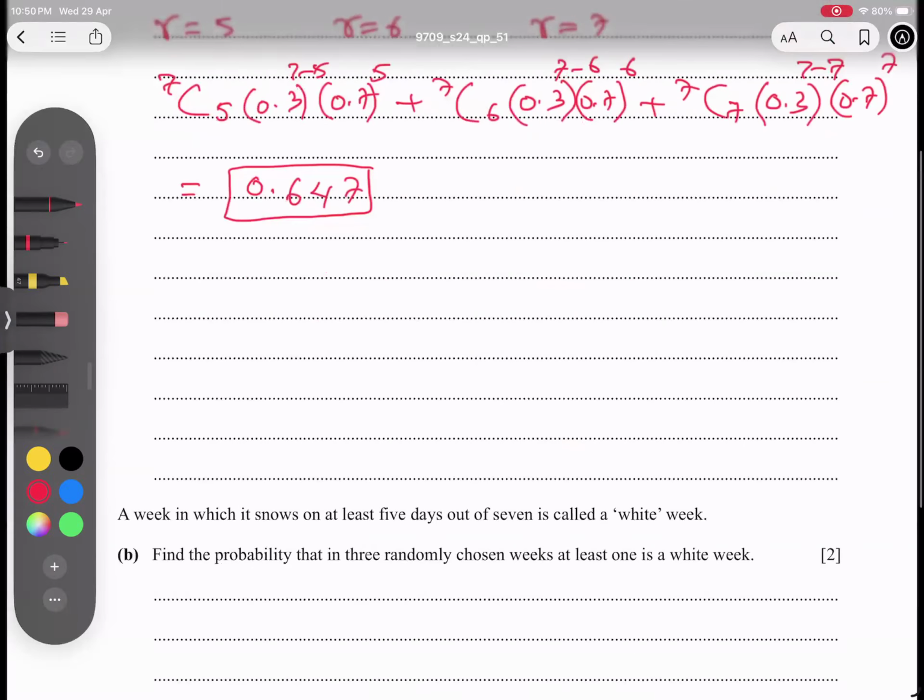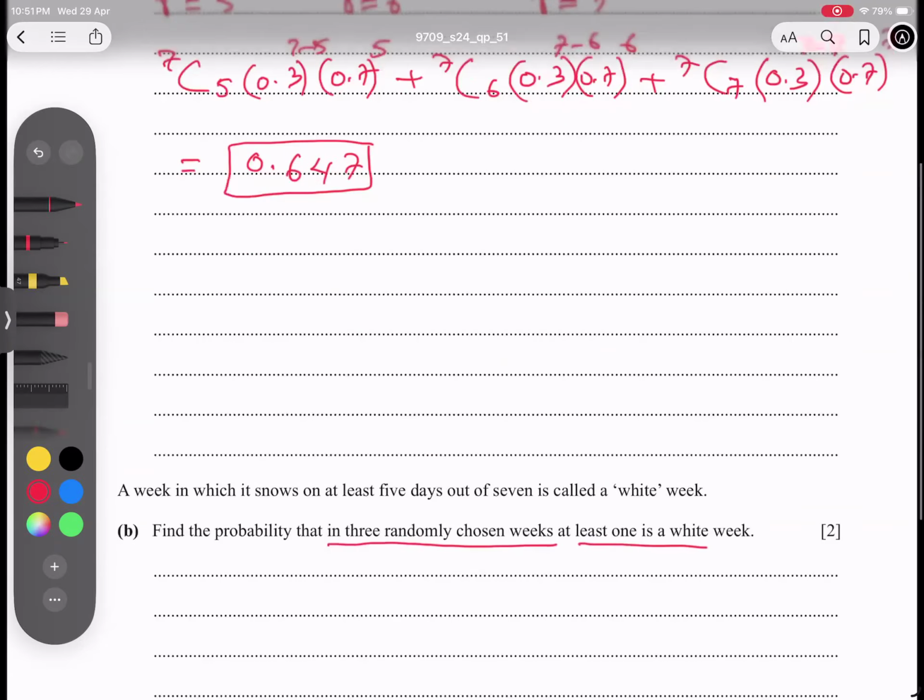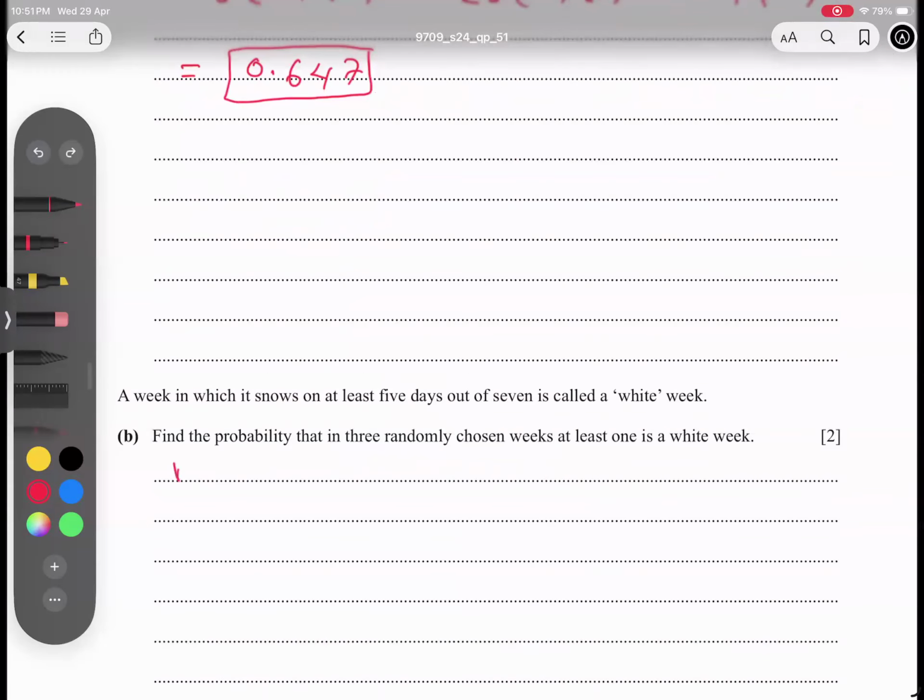Part B: a week in which it snows at least 5 days out of 7 is called a white week. So what is the probability that in 3 randomly chosen weeks, at least 1 is a white week? This time the sample is 3. At least 1 means 1, 2, and 3. I don't need 0.